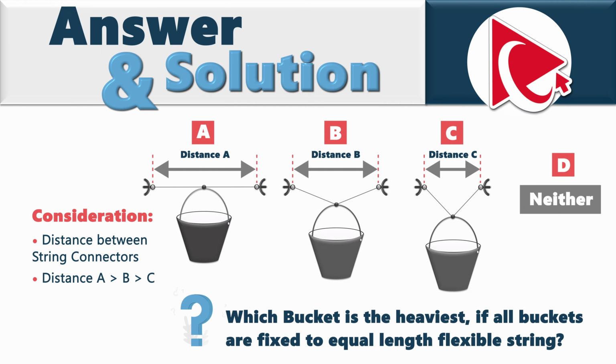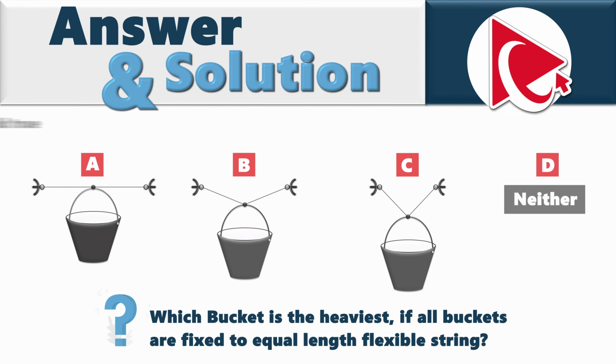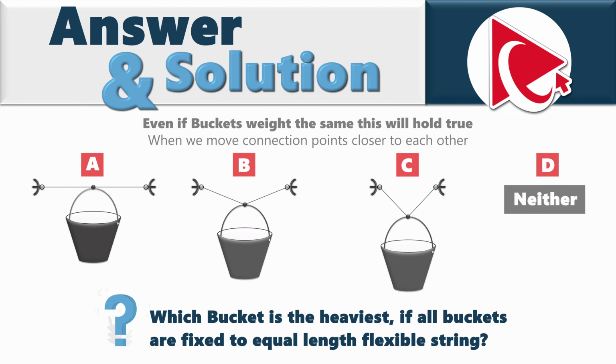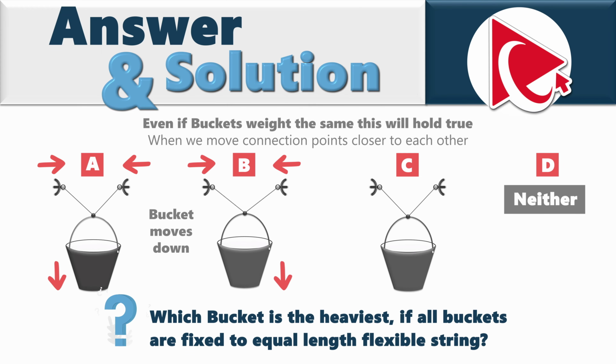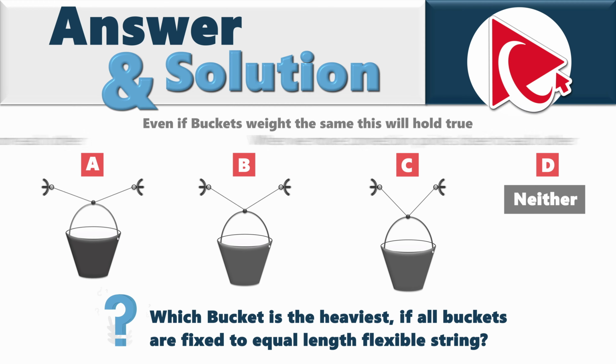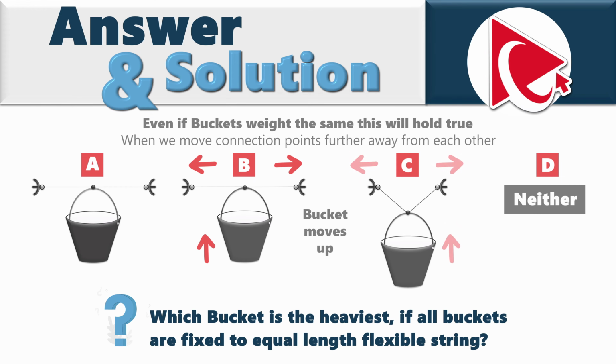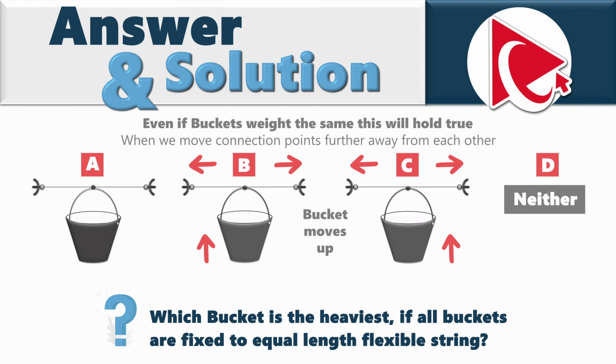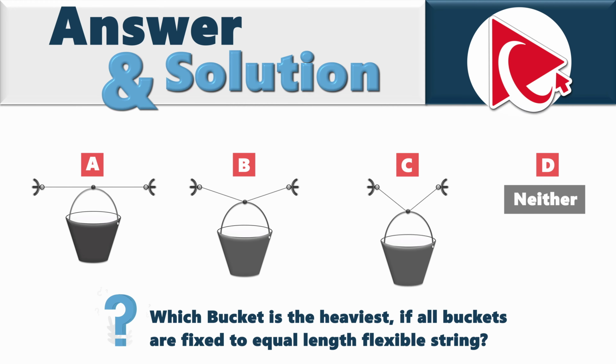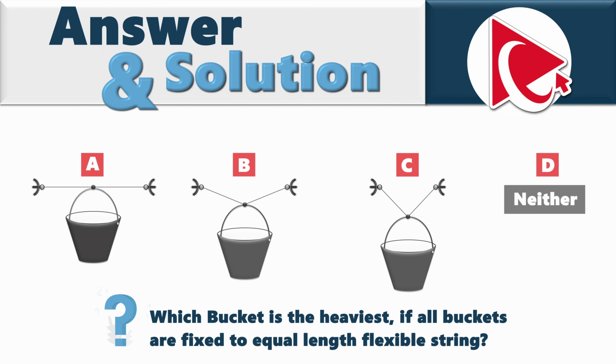But it becomes obvious that because the distance between connectors is shortening, it's impossible to determine which bucket is the heaviest, since shortening of the distance from A to C can explain lower positioning of the bucket, even if buckets would have the same weight. Think about it, because it's very logical. Even if the buckets would be of the same weight, by shortening the distance between string connectors, you will be able to lower the bucket. Based on this, I can conclude that the correct answer here is choice D, neither.